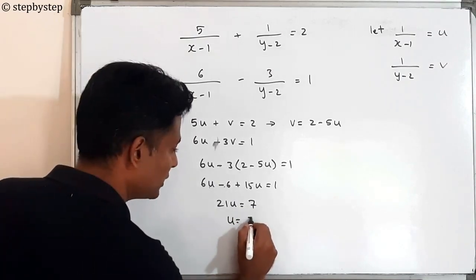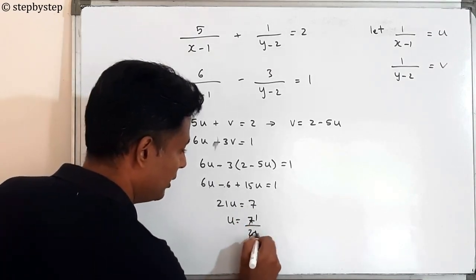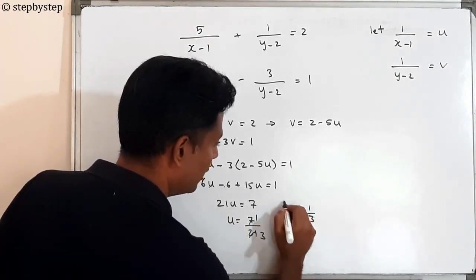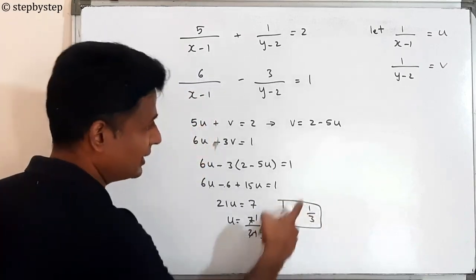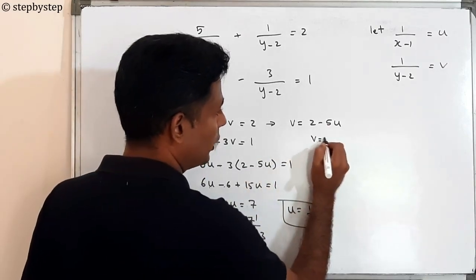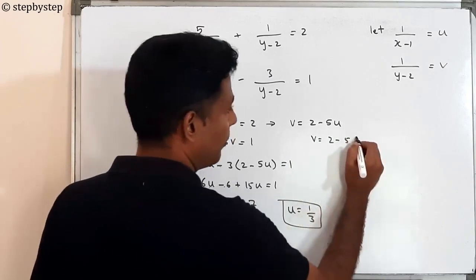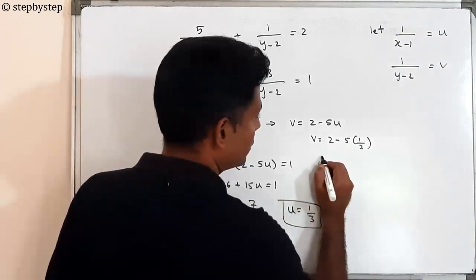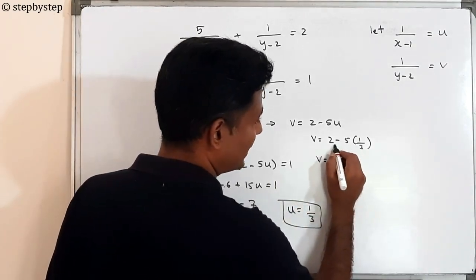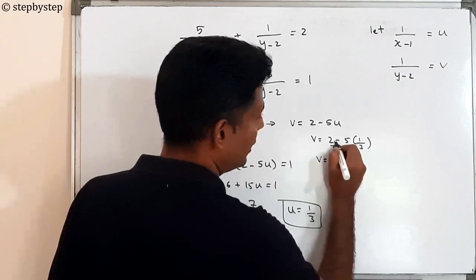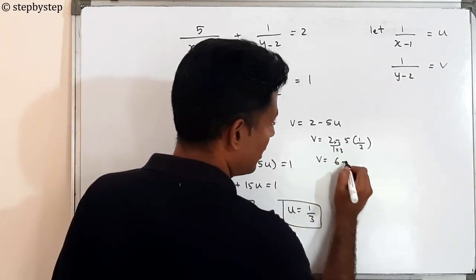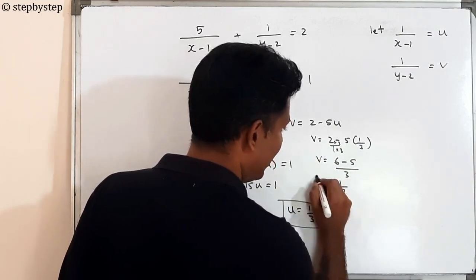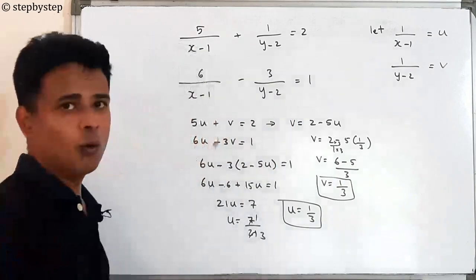So u equal to 7 by 21. 7s are 1, 3s are 21. So what do I get? I get u equal to 1 by 3. Now substituting this in this equation, I'll get v equal to 2 minus 5 into 1 by 3. Right? Because u is 1 by 3. So v equal to, now I have to take LCM here, 1 into 3, 3. So I get 6 minus 5 by 3. So v equal to 1 by 3. So v is also equal to 1 by 3.